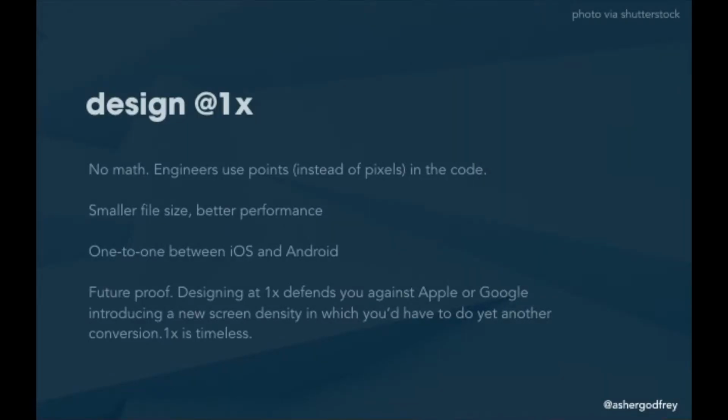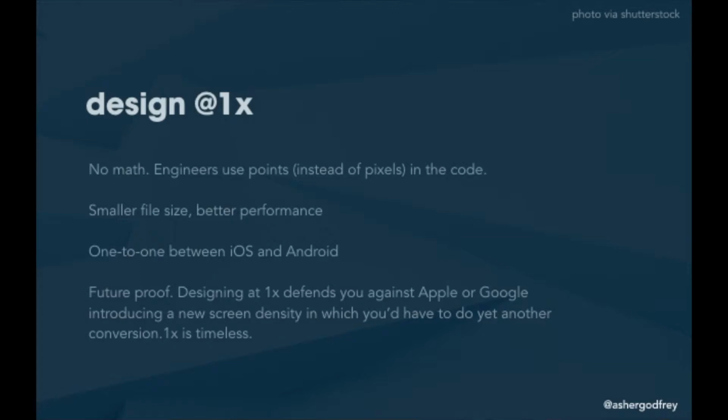So here we go. Design at 1x. This is awesome because it's a 1-to-1 ratio between your pixel densities on Android and iOS, so you don't have to do math. Less math, the better for your engineers and for you, especially for you, because they're going to have to do math anyways. Smaller file sizes and better performance.